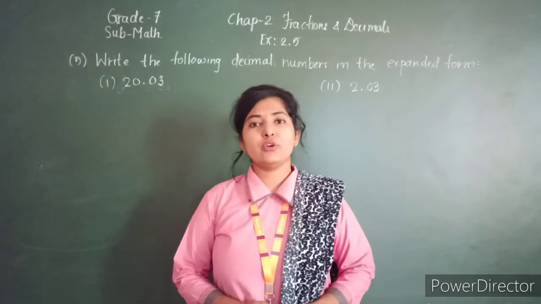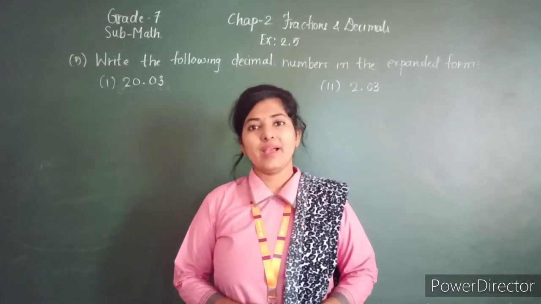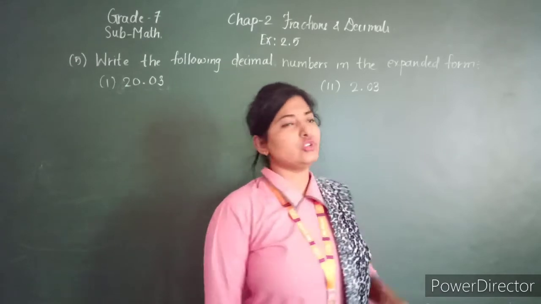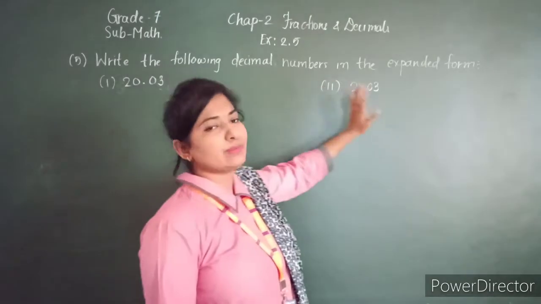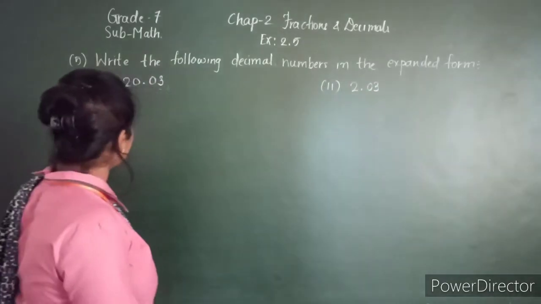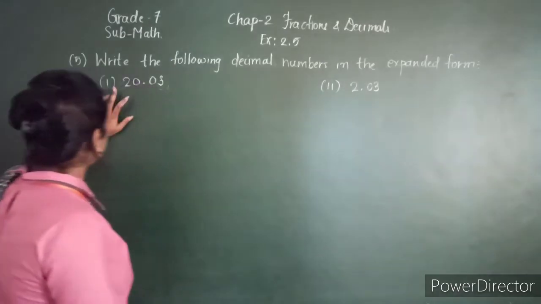Good morning students. Today we are going to start Mathematics of Standard 7, chapter number 2, exercise 2.5 from question number 5. Write the following decimal numbers in the expanded form. So here the number is given which we have to write in the expanded form.